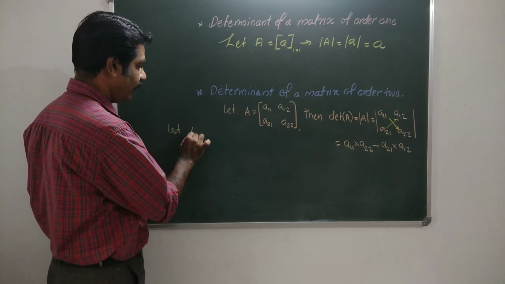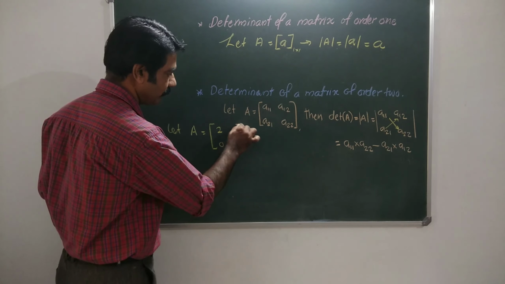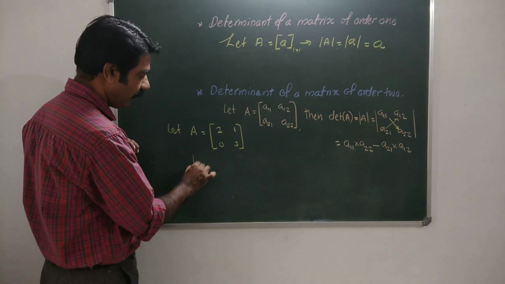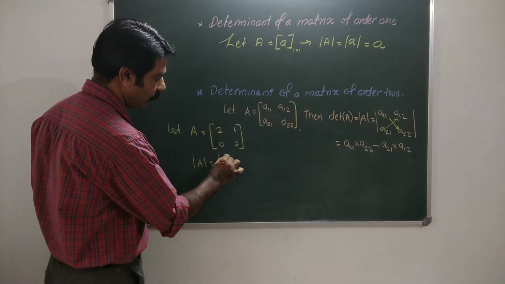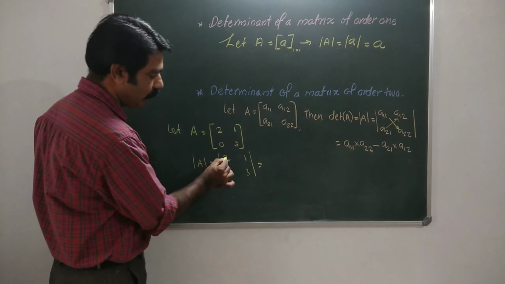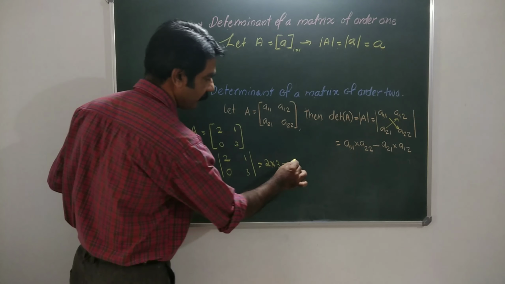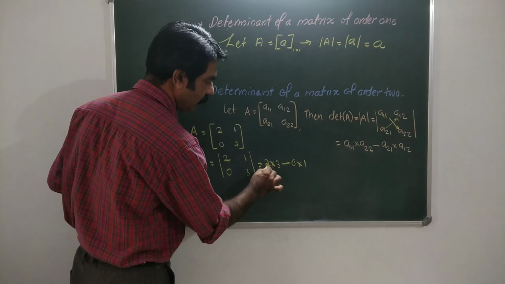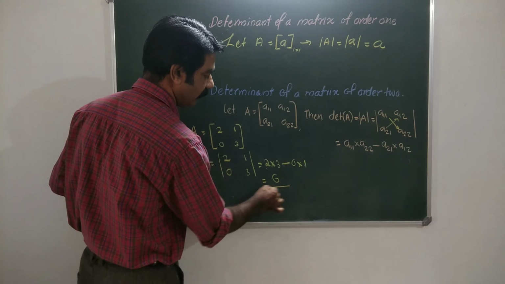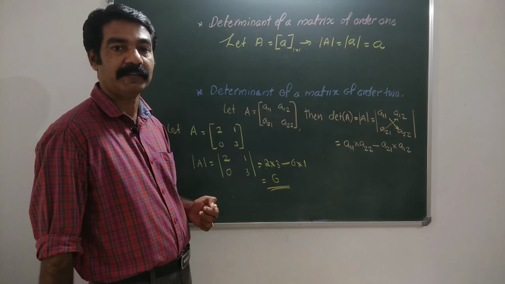Example: let A be equal to matrix 2, 1, 0, 3. Suppose A is a square matrix 2, 1, 0, 3. What is det A? Det A is equal to determinant of 2, 1, 0, 3, that is equal to 2 into 3 minus 0 into 1. That's equal to 2 threes are 6 minus 0 into 1 is 0. The answer is 6 itself. This is the way to expand a determinant of a matrix of order 2.